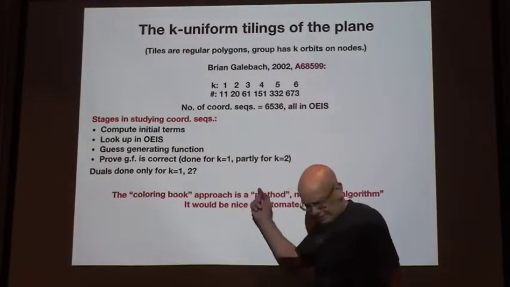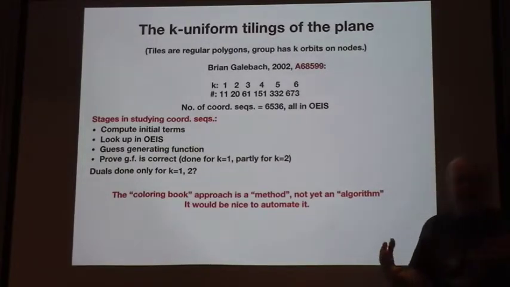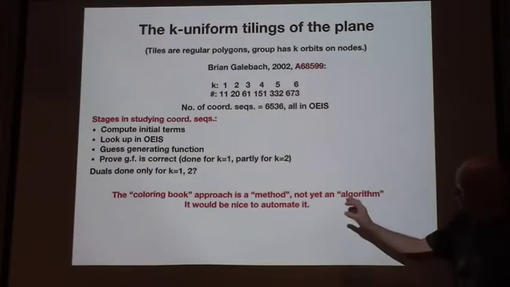And I should say that our coloring book method is not really an algorithm yet. It would be nice to have a formal process for doing it. There are a lot of different kinds of tilings. And here's an example of one.